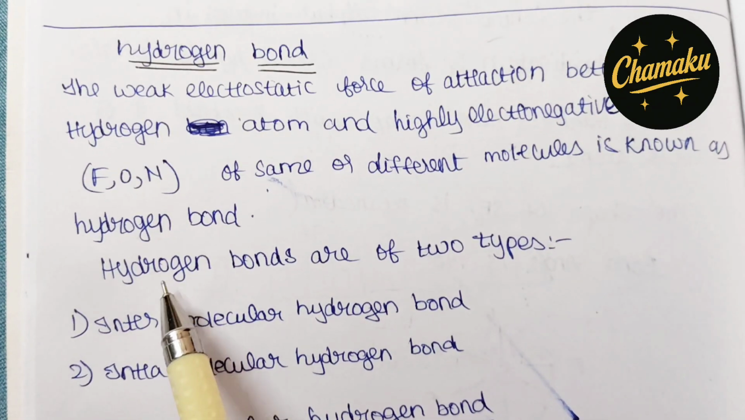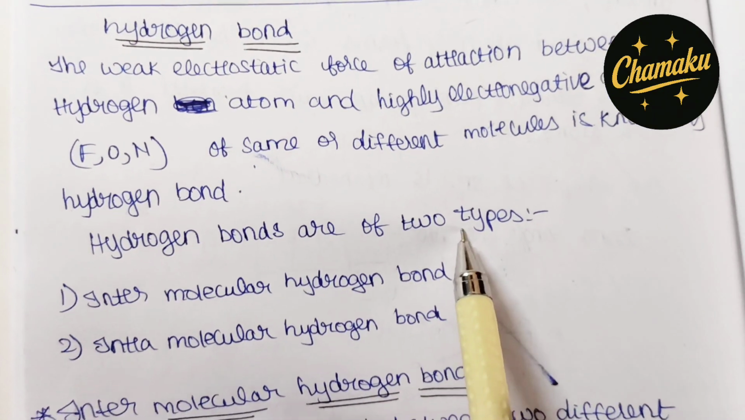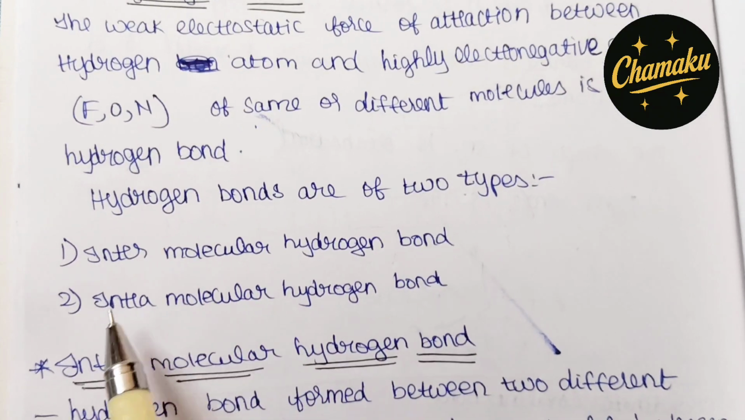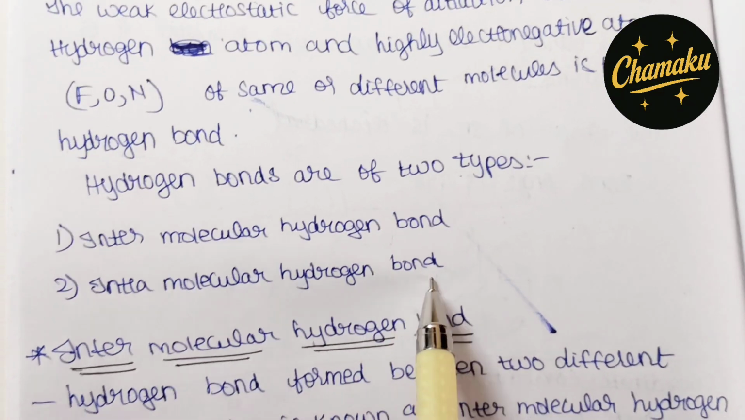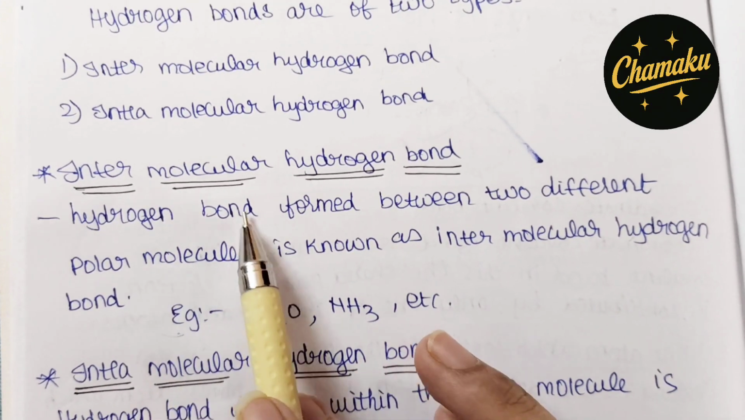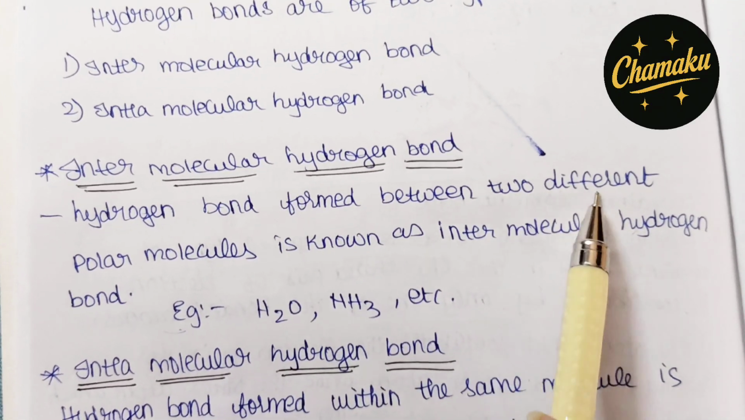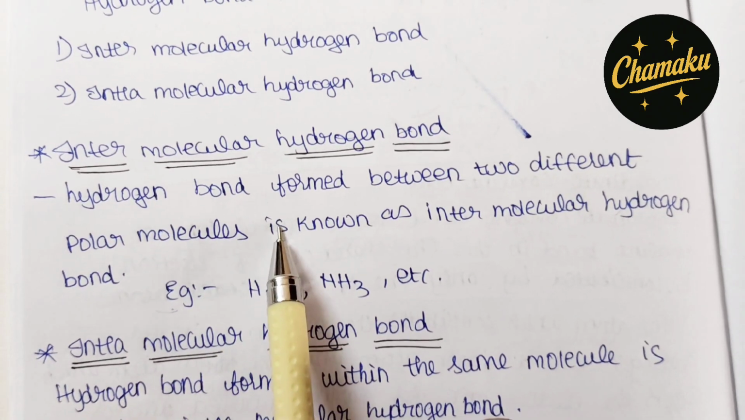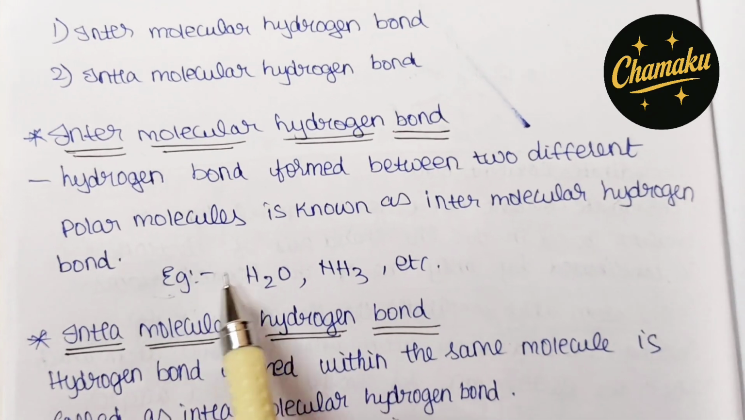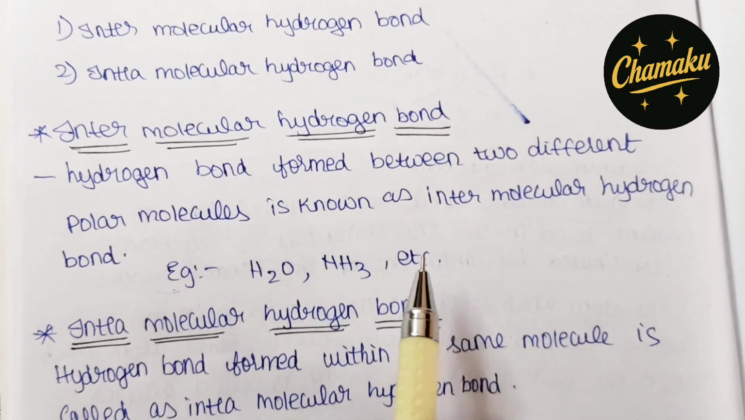Hydrogen bonds are of two types: intermolecular hydrogen bond and intramolecular hydrogen bond. What is intermolecular hydrogen bond? Hydrogen bond formed between two different polar molecules is known as intermolecular hydrogen bond. Examples: H2O, NH3, etc.